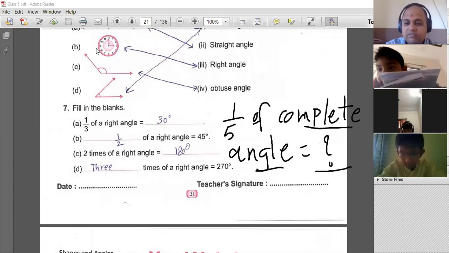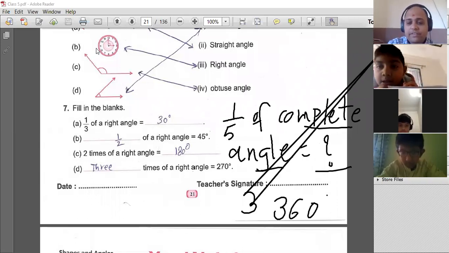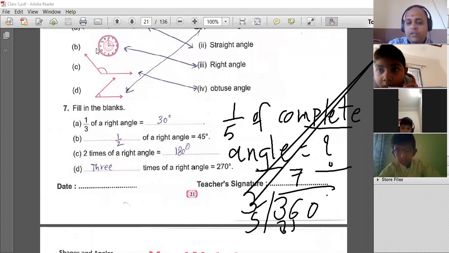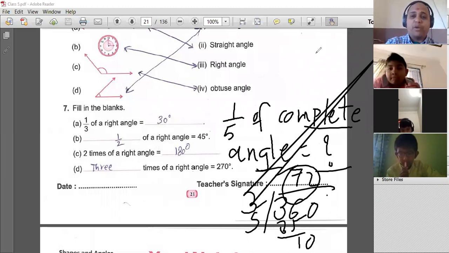That is correct. Well, a complete angle is 360. 1/5 means divided by 5. So 5 sevens are 35, so we have got 1 here, and 5 twos are 10. The answer is 72 degrees. Pushti, do your math properly, beta.